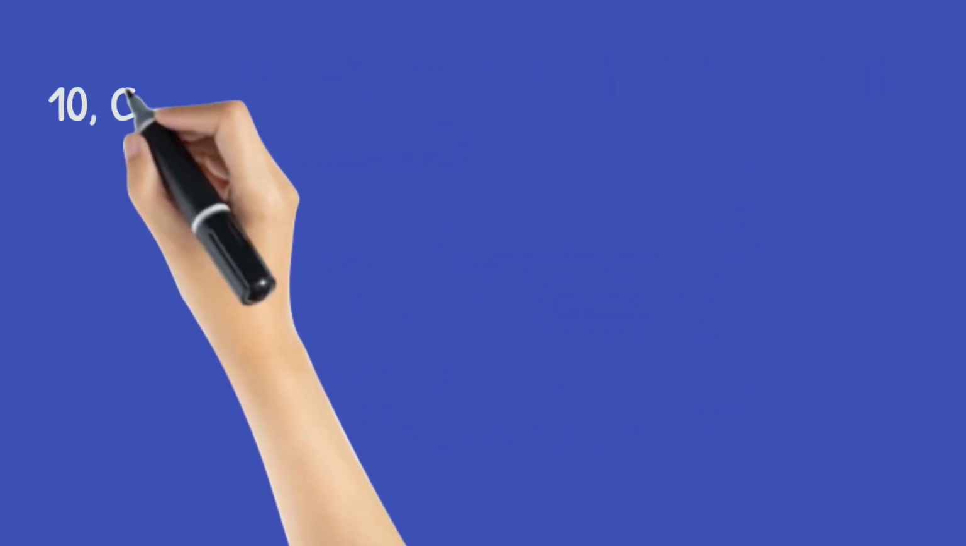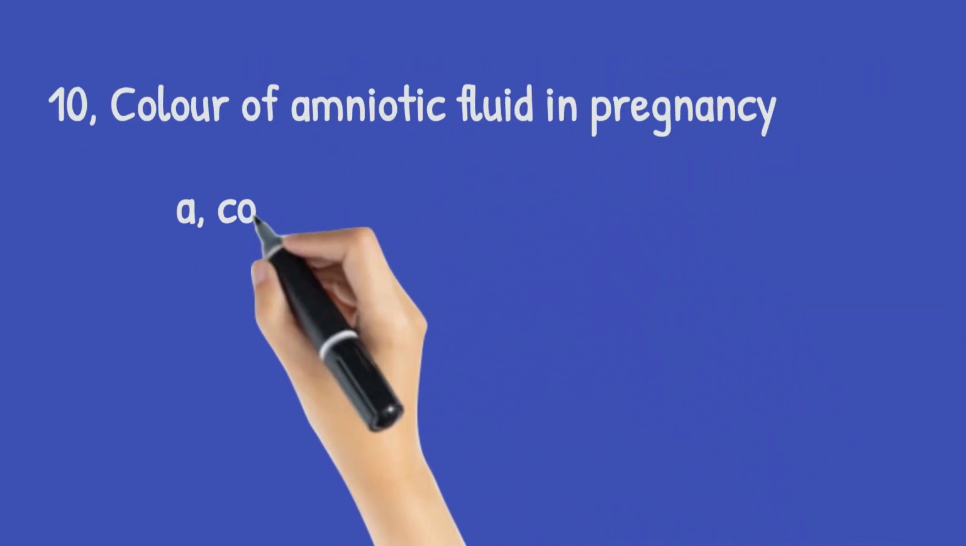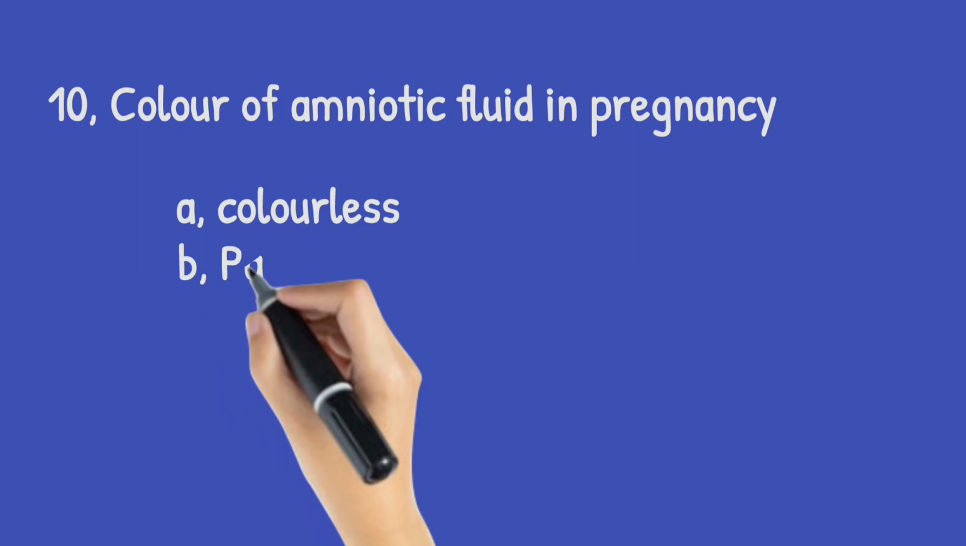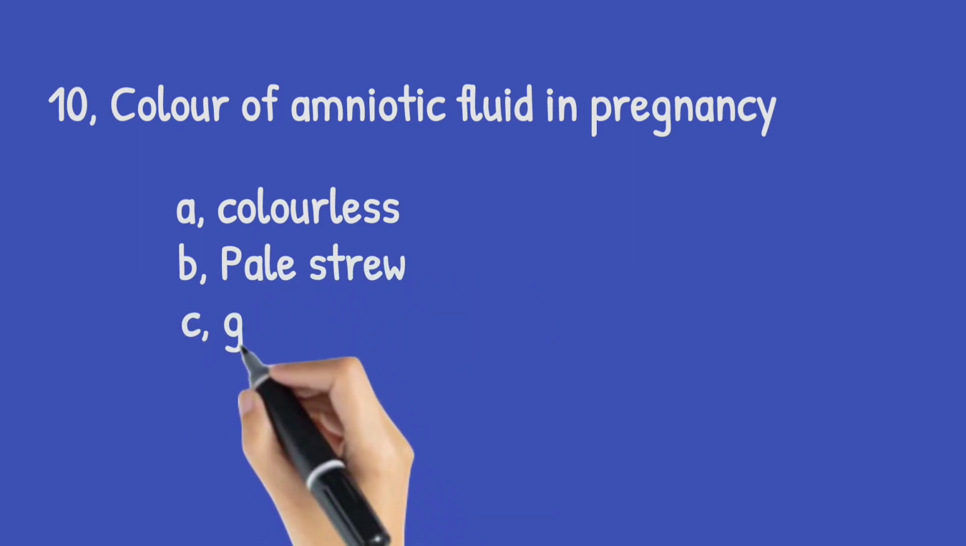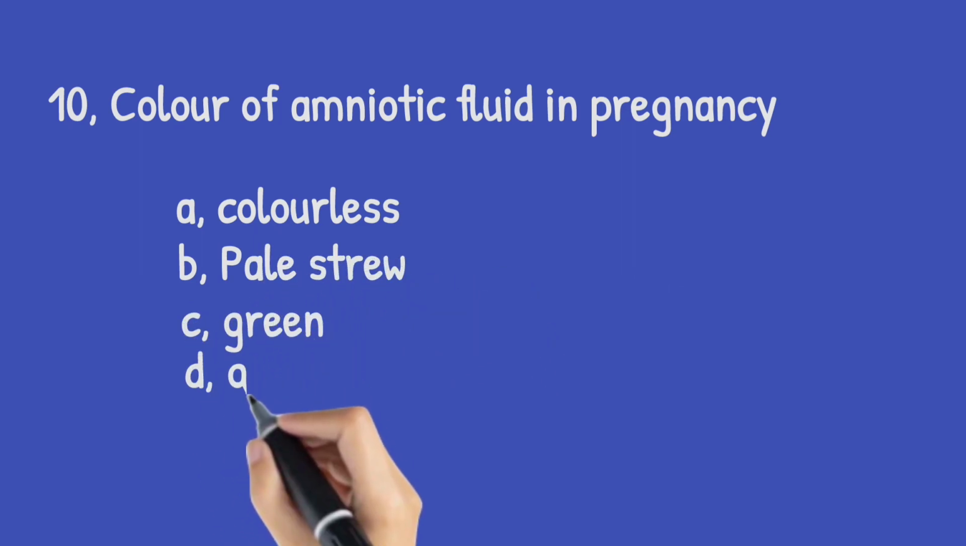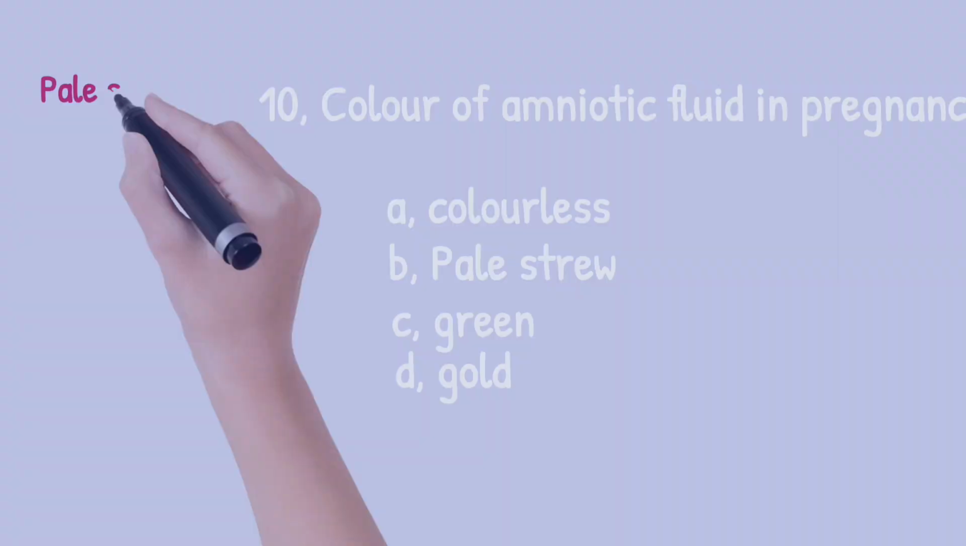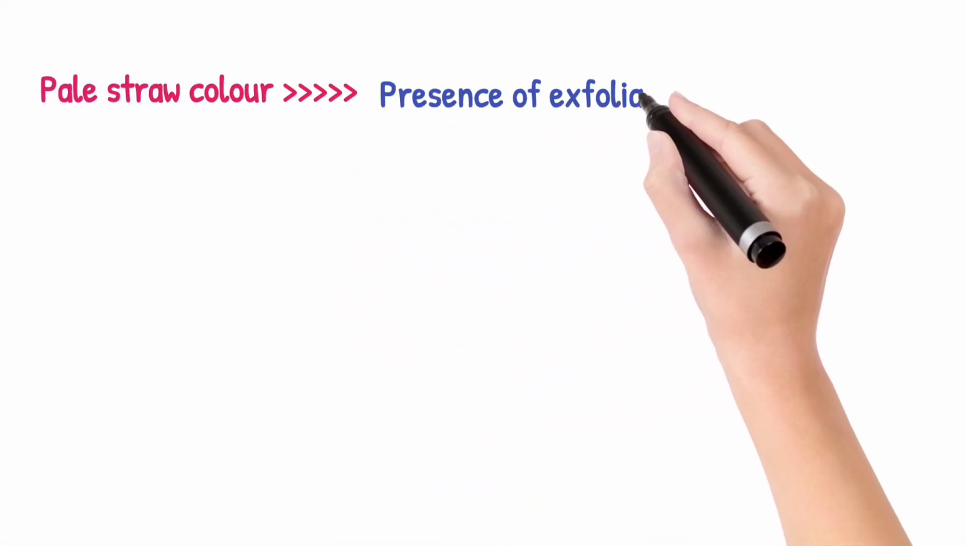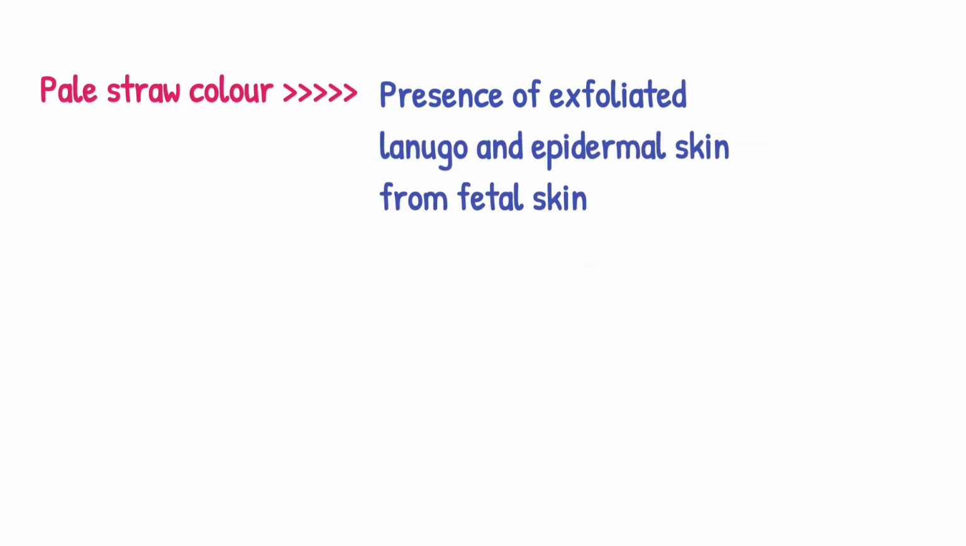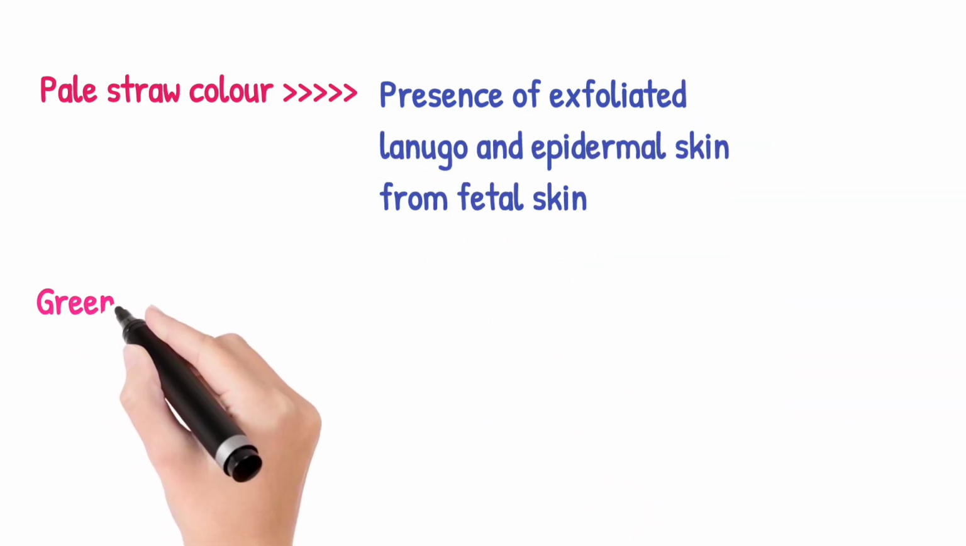The color of amniotic fluid in pregnancy: option A, colorless; option B, pale straw; option C, green color; and option D, golden color. The answer is option A, colorless. The color of amniotic fluid in pregnancy is colorless, but near term the color becomes pale straw due to presence of exfoliated lanugo and epidermal skin from the fetal skin.